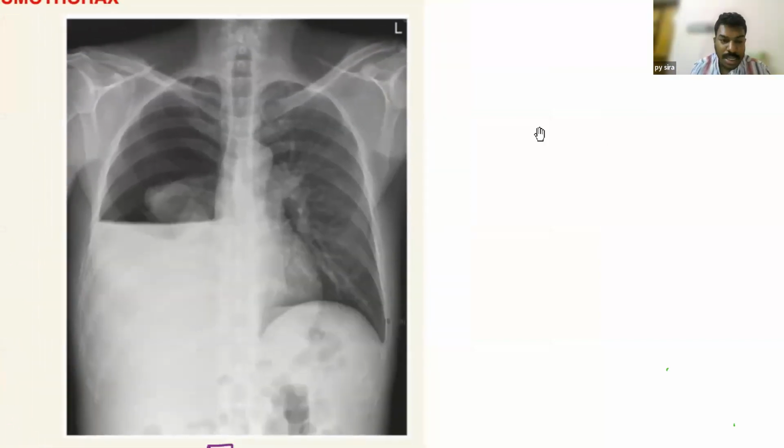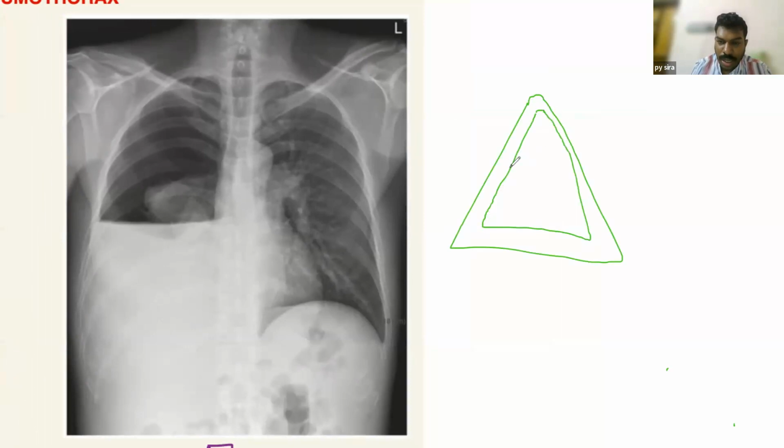If you see this X-ray, you can see one important finding. This is the lung, and you get a horizontal line. Whenever you get a horizontal line where here there is air, and here there is going to be fluid, and you can also get a margin like this. Okay, so this is called hydropneumothorax.